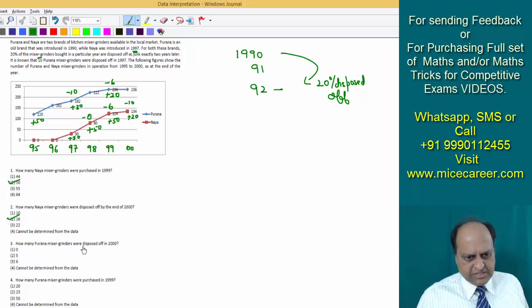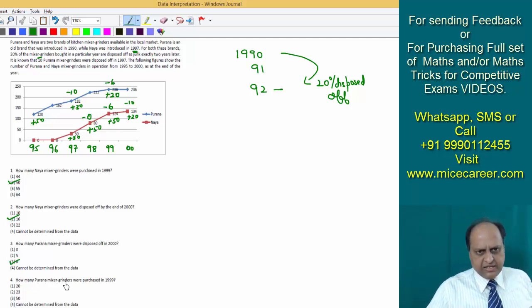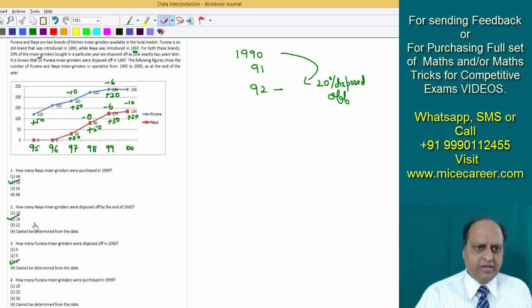How many Purana mixer grinders were disposed of in 2000? 2000 we cannot tell, because in 2000 we will dispose of what was purchased here. Now this we cannot answer because we don't know purchases of this. Yes or no? Because it is an ongoing sale since 1990. So these parts I cannot find out.